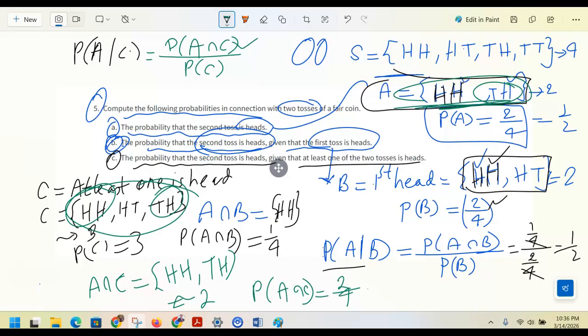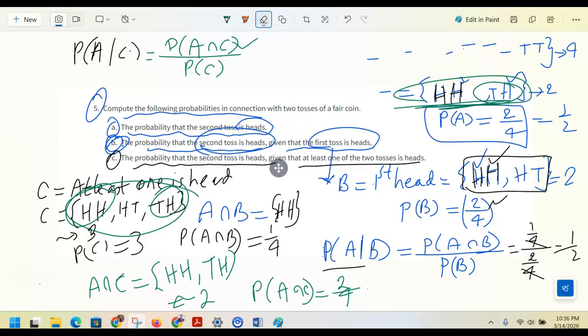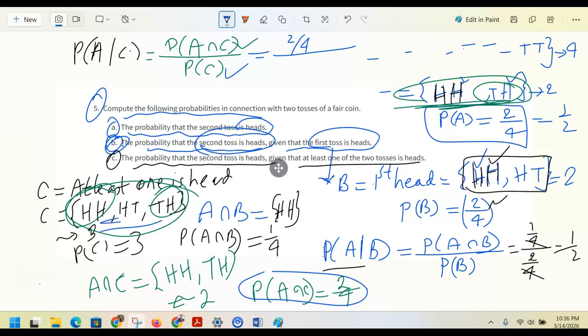So when you write the answer here, A and C probability is 2 out of 4, and probability of C is 3. So there are 3 here. C has 3, so it is 3 out of 4. So 4 crosses out, and you get 2 out of 3. You're done.